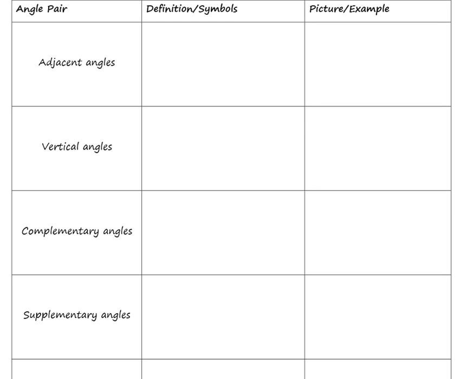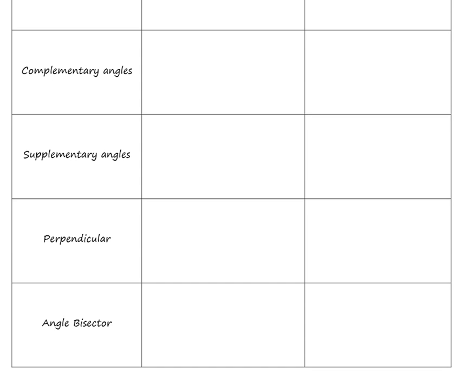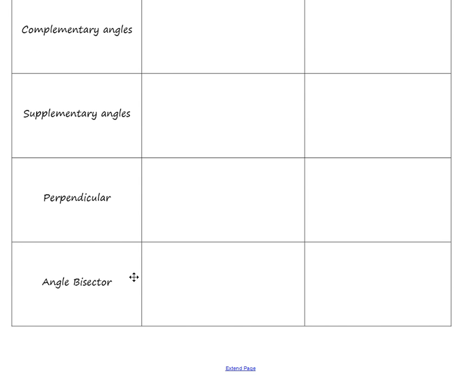Things to look out for right now. We've got adjacent angles, vertical angles, complementary, supplementary, perpendicular, and angle bisector. And we've already talked about angle bisector in the last video, but we'll talk about it a little bit more on this one.